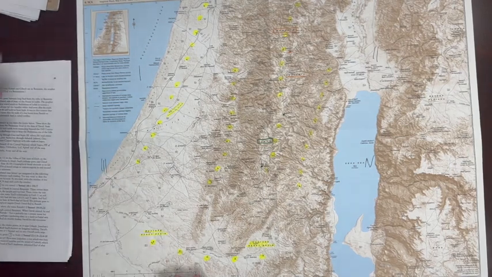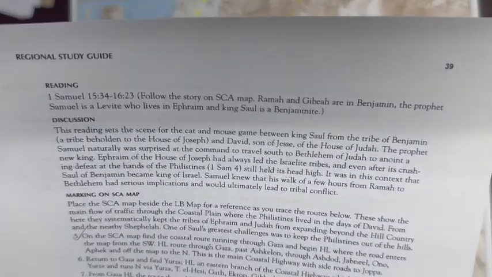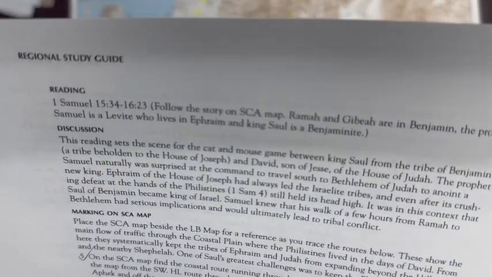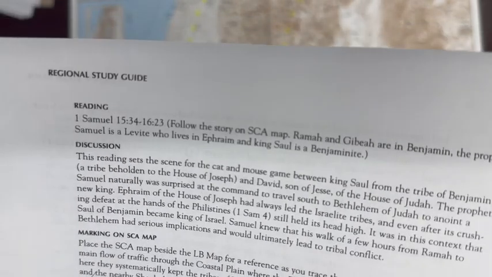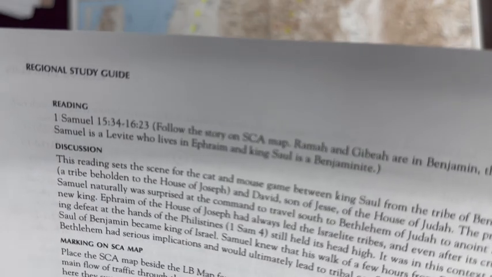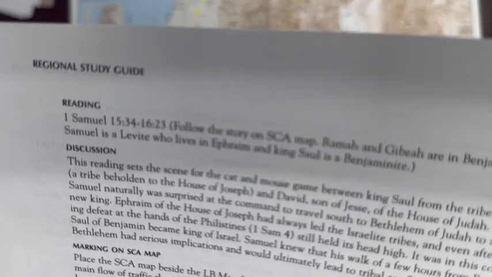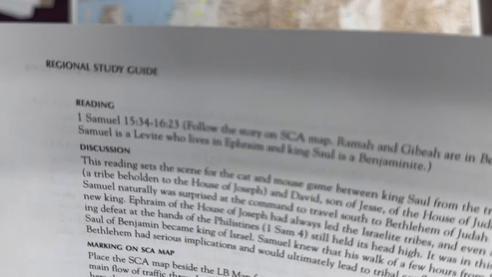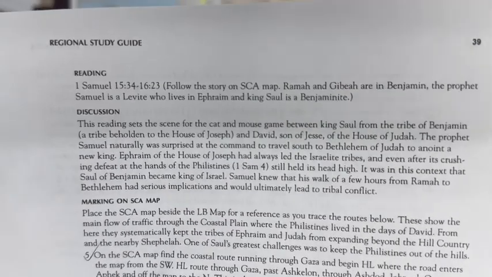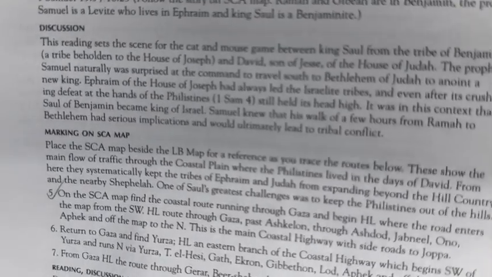Okay. Now I invite you to pause as you read 1 Samuel chapter 15, verse 34 through 16, verse 23, and follow the story on the map as the different towns come up. And then read the discussion section. Once you've finished, you can unpause, and then we'll continue with our markings.